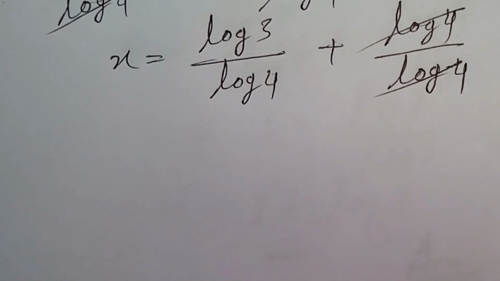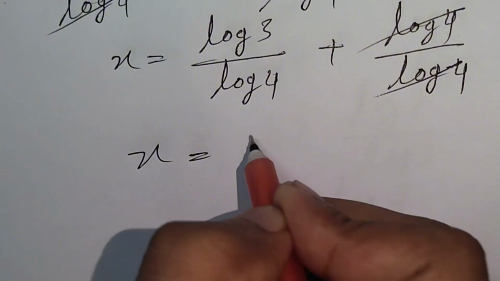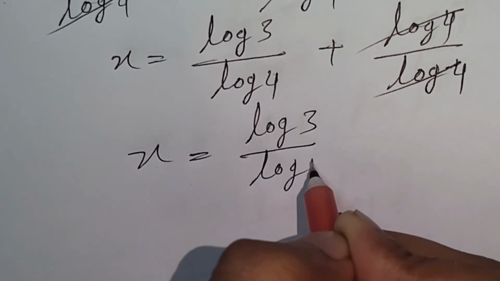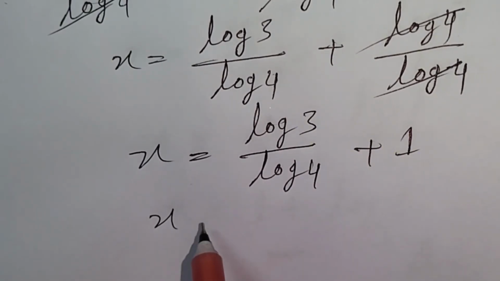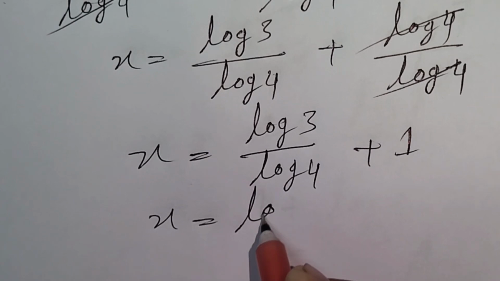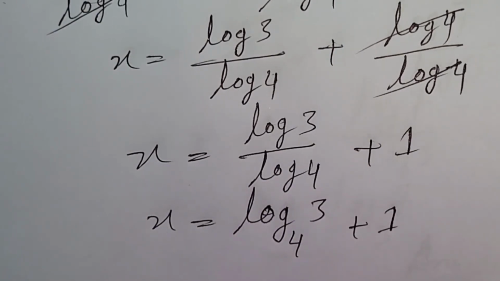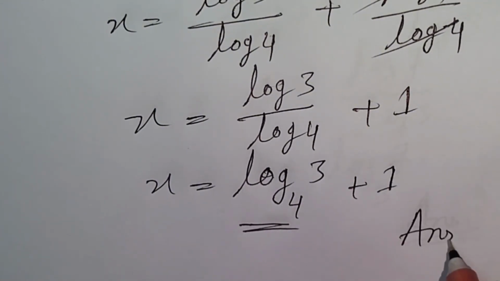Log 4 will be cancelled. So x is equal to log 3 divided by log 4 plus 1. So x is equal to log 3 base 4 plus 1. So this is the value of x. We got it.